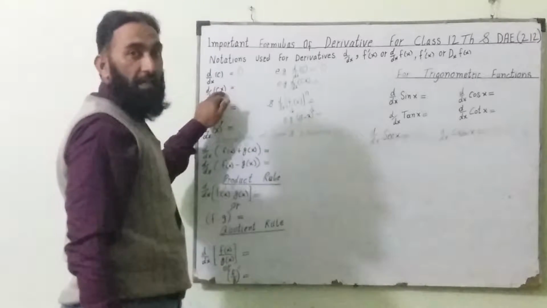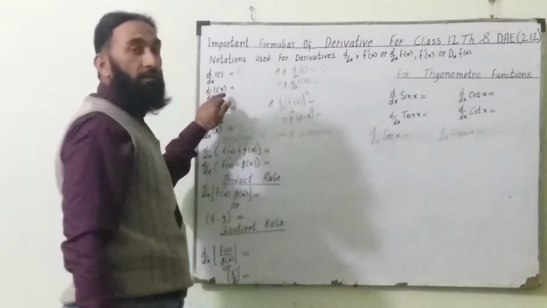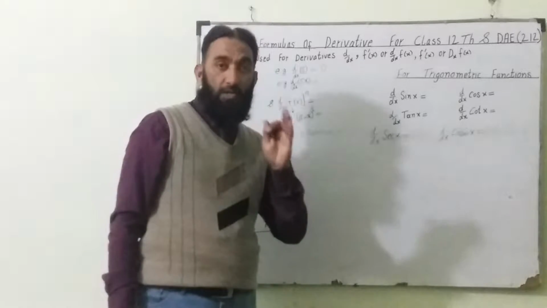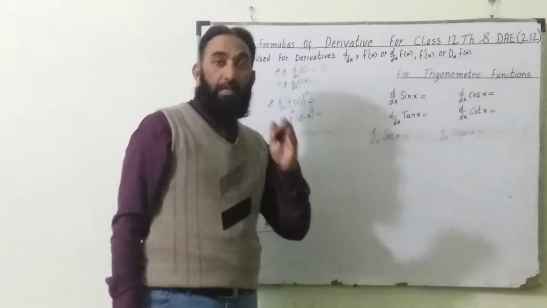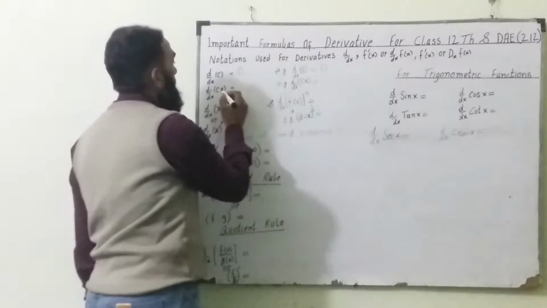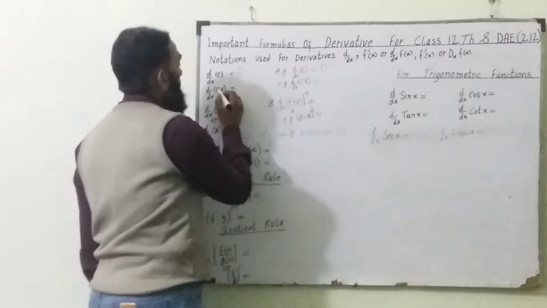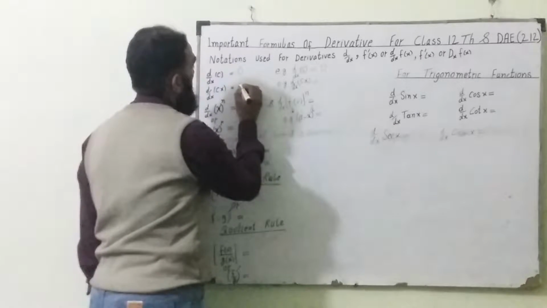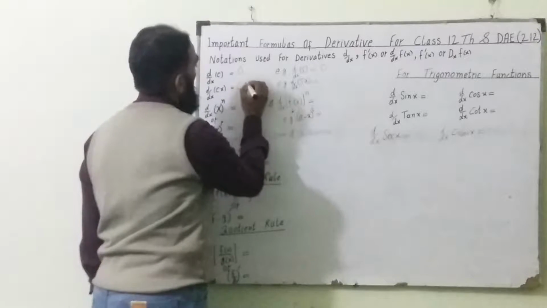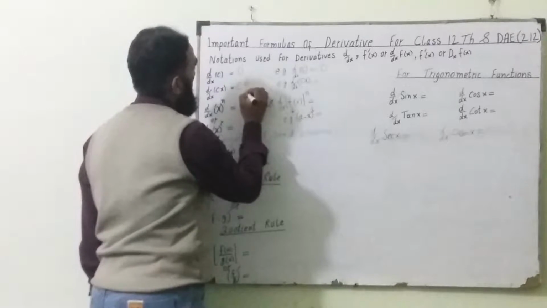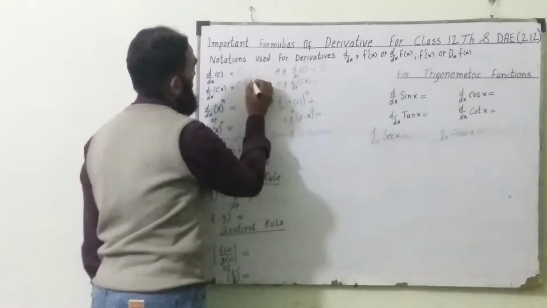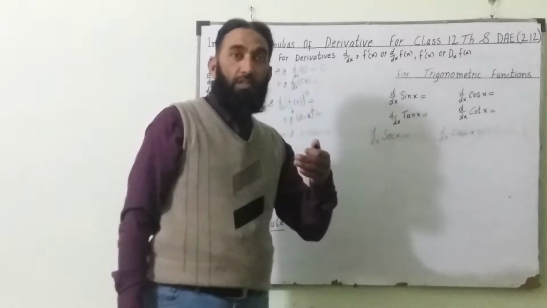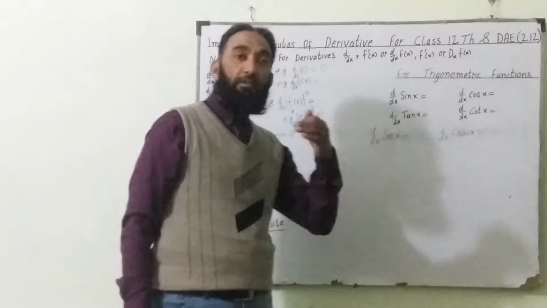In the next line, you can see that I have written d by dx of c of x. It means that one is the constant, and with this constant there is a variable. Here you can see the derivative of c of x. So the derivative of the constant with variable is just c times the derivative of x. It means we take the constant term before the variable, and we just take the derivative of the variable x.